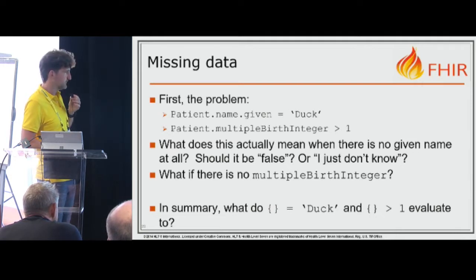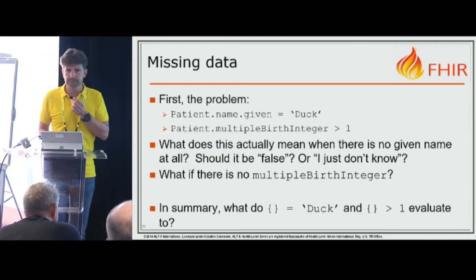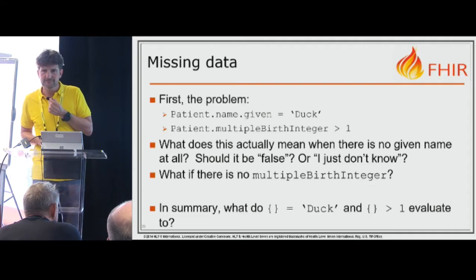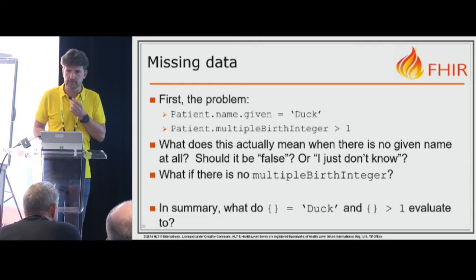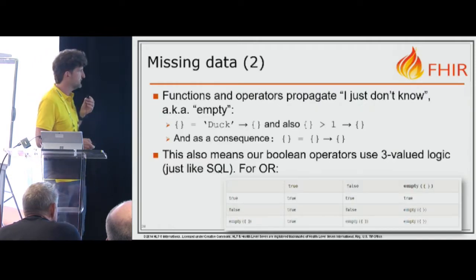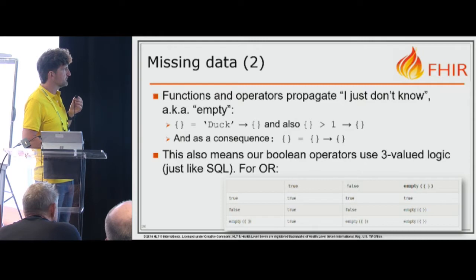In summary, what do you do when patient.name.given is actually an empty list? This is really the syntax for an empty list in FHIRPath, and you compare it to something. Is it false? Or is it, I just don't know, because I can't say it? If the patient has no names, what am I going to say about this operation? And he argued that we should do this. Functions and operators propagate I just don't know, also known as empty.